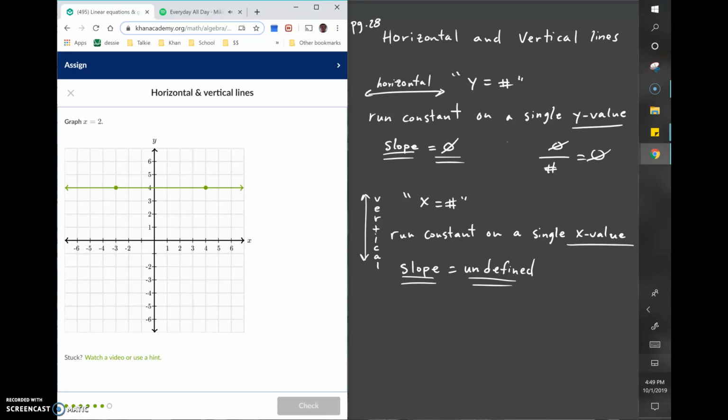Here we want to graph x equals, so we know it's going to be a vertical line, and that vertical line is going to be crossing on the x value 2, so we want it to be running along that x value of 2. And that's how you graph horizontal and vertical lines. Good luck.